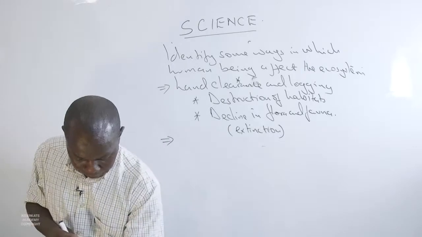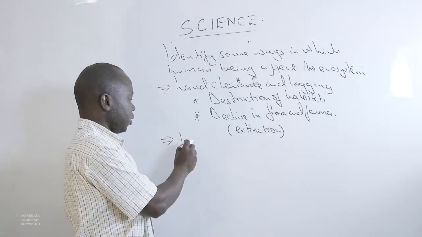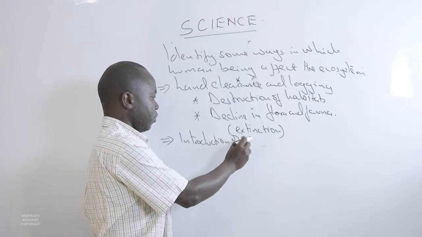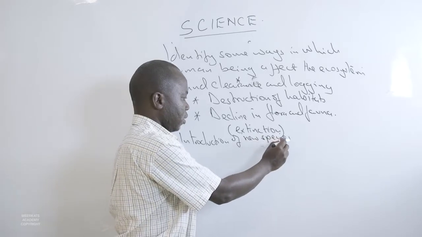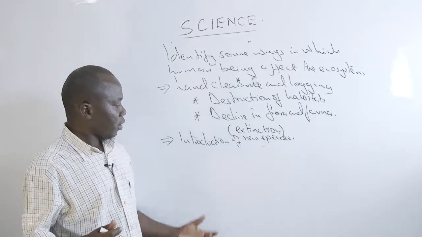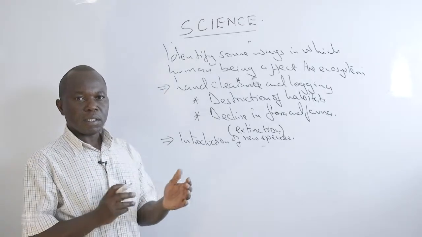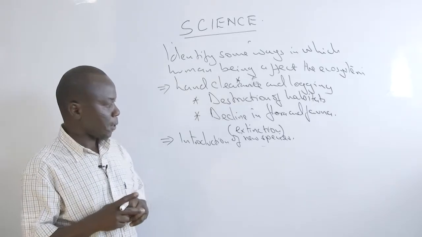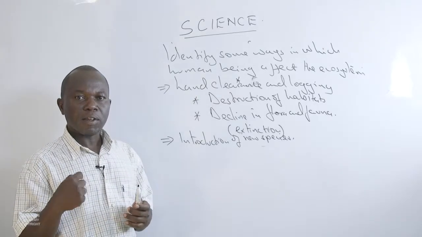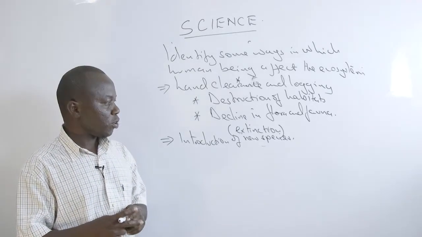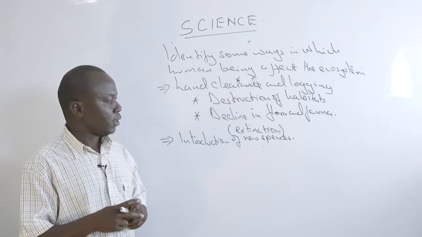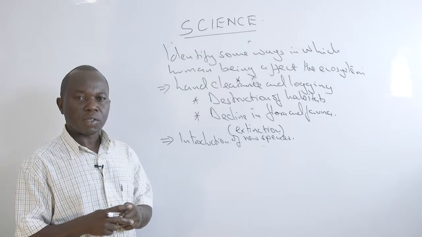Other ways include introduction of new species. Now, we have already looked at this previously in our lesson, that most of the species that are introduced are for good purposes. It could be for ornamental purpose, or you are introducing another organism to check the population of a harmful organism. Maybe you are controlling a pest. We call that one biological control.